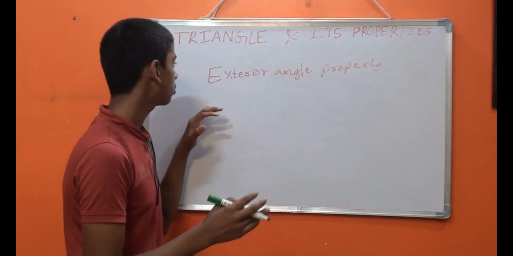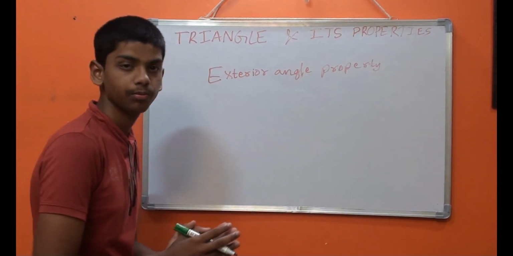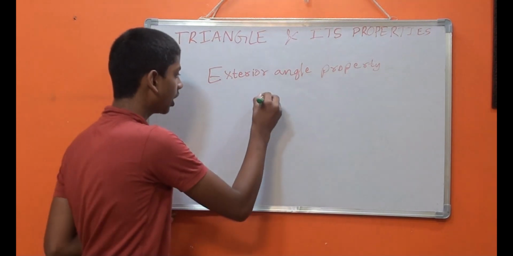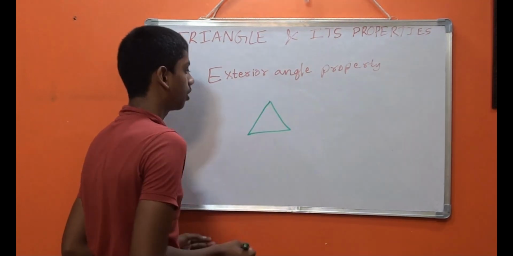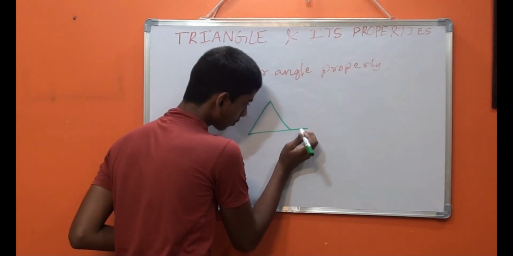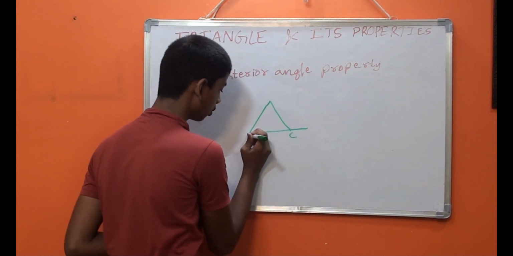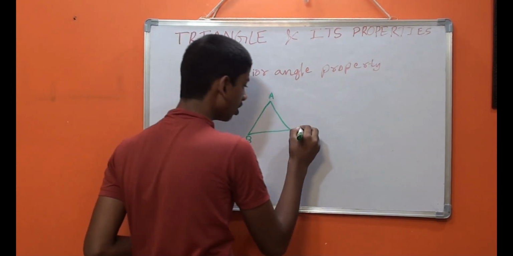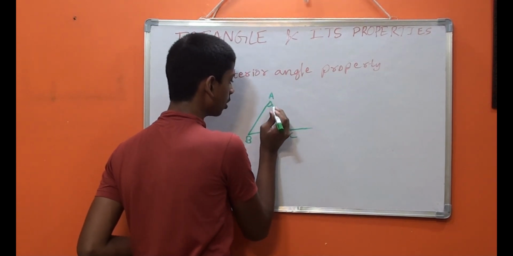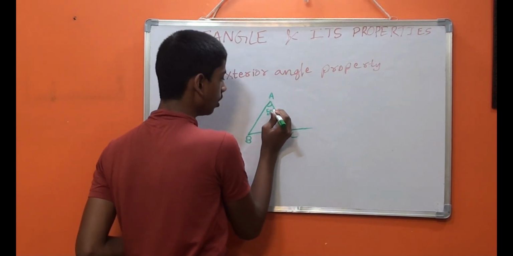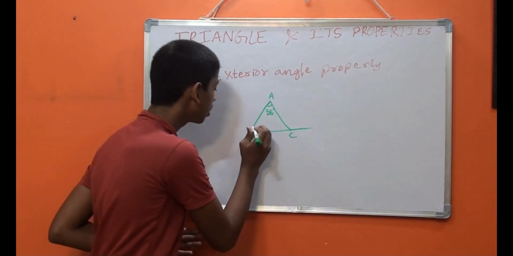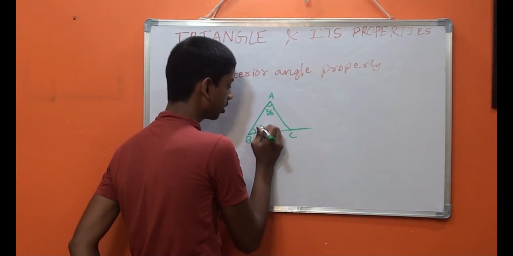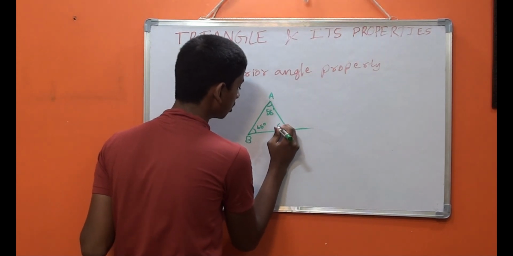Friends, now let's see about the exterior angle property. Now this property means that we take a triangle over here. Now let's extend this side. This is point C, this is point B, this is point A. Now we extend this. Let's take this angle as 55 degrees. Let's take this angle as 65 degrees. And let's take this as 60 degrees.